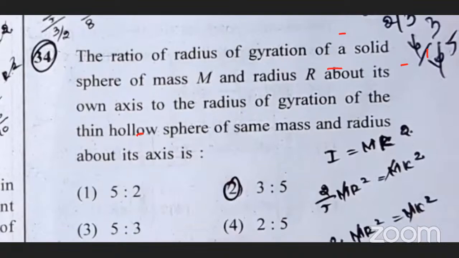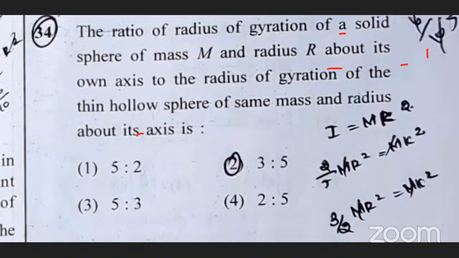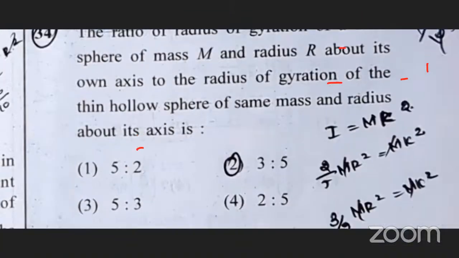Then, for the radius of gyration of the solid sphere of mass m and radius r about its own axis, compared with the radius of gyration of the thin hollow sphere of same mass and radius, which is in the ratio of 3:5. The answer is option number 2. It's 3:5. So option number 2 is the right option.